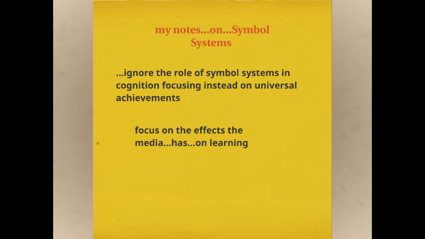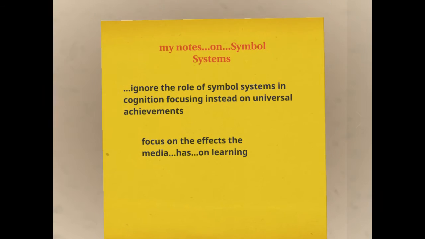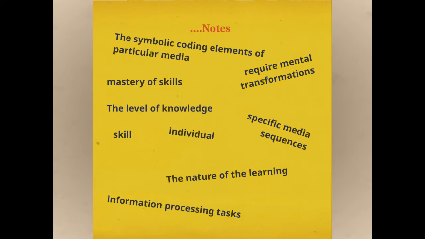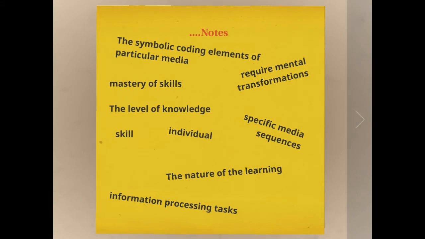And so one of the things he made sure his data focused on was the effects media actually has on learning. One of the notes that he created was that symbolic coding elements of particular media require mental transformations, which in turn leads to the mastery of the skills. And so, yes, they take into account the learner's level of knowledge and skill, and then they are able to create specific media sequences that actually lead to this individual processing the information. And so, yes, all of this is the nature of learning.